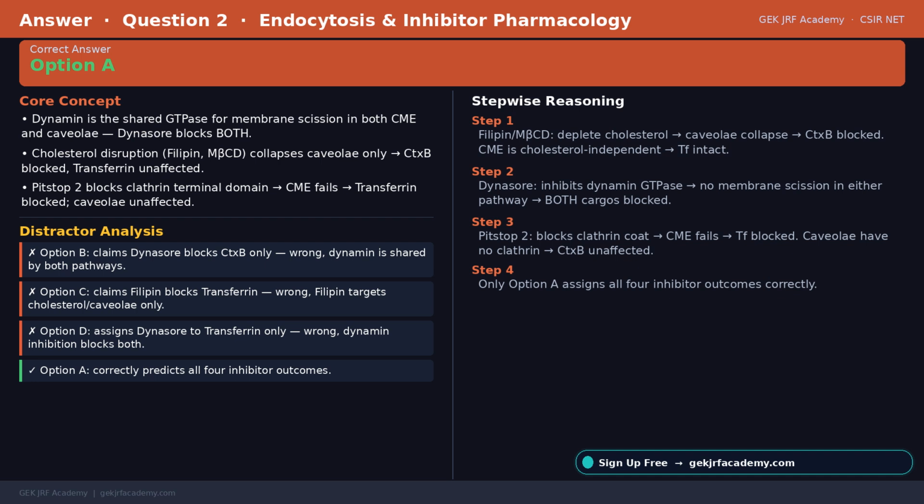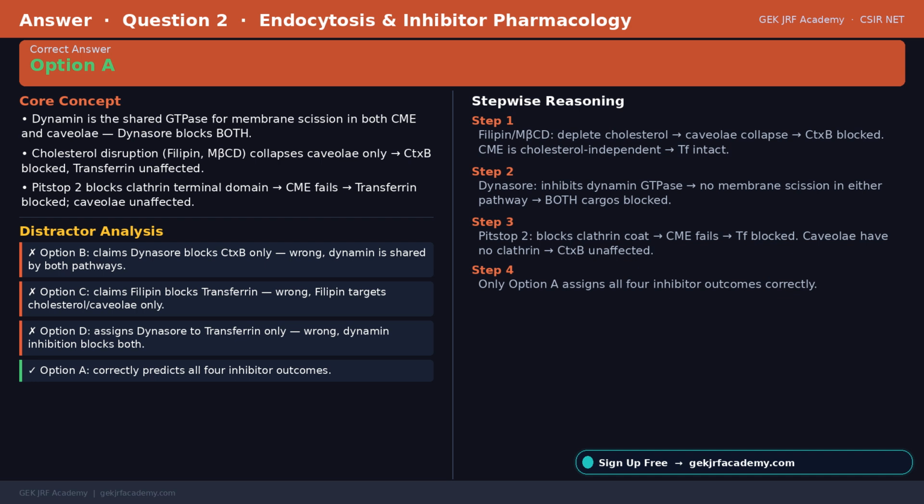Without dynamin, neither Clathrin-coated pits nor caveolae can undergo membrane scission and pinch off. Both transferrin and cholera-toxin B uptake are blocked. Pitstop 2 blocks the Clathrin terminal domain. Clathrin cannot form a coat. Transferrin uptake is blocked. Caveolae have no Clathrin. Cholera-toxin B uptake is completely unaffected.